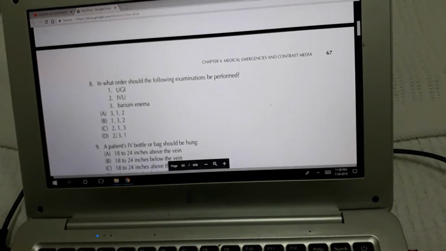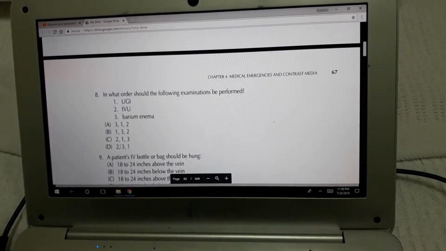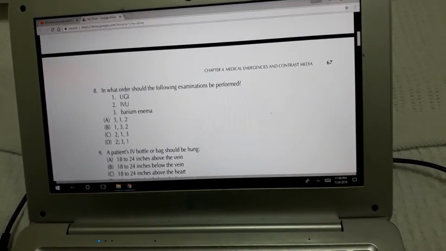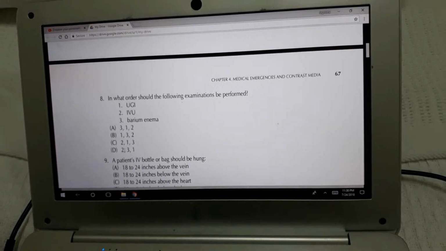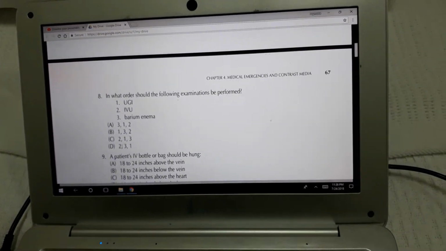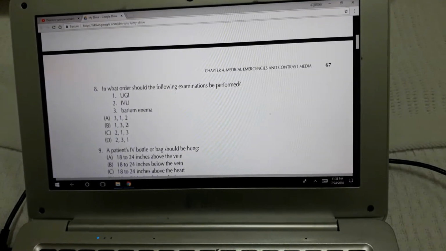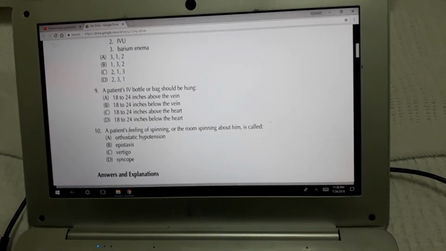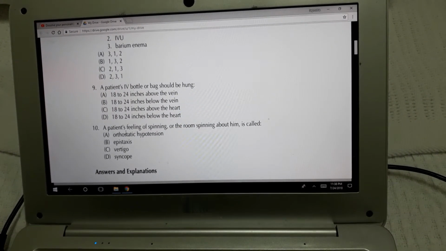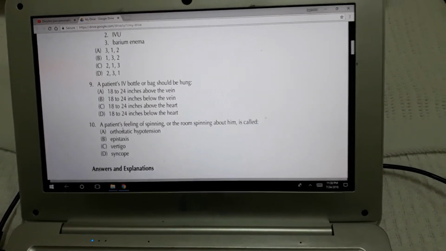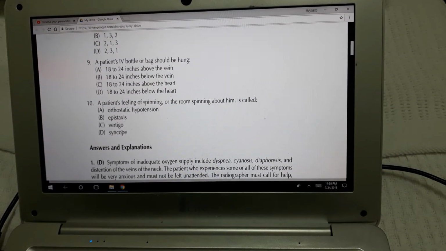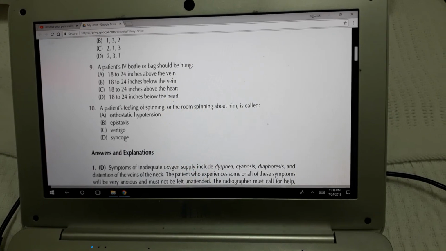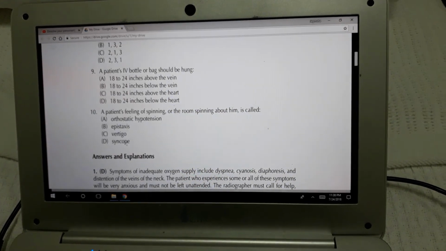Next, in what order should the following examinations be performed? The answer is first we will do IVP, then we will do barium enema, then upper GI. The answer is D, 231. The next question: a patient's IV bottle or bag should be hung 18 to 24 inches above the vein. Next question: the patient's feeling of the room spinning around him is called vertigo. Thank you so much.